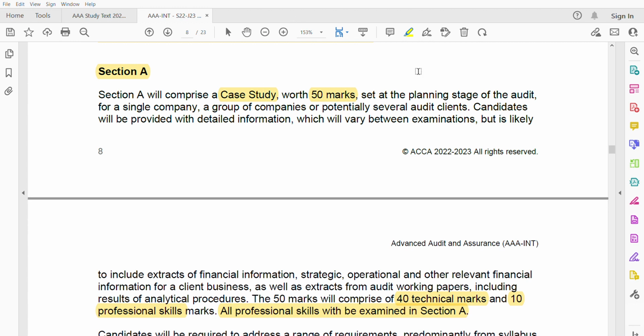In section A, you get questions on the planning stage of the audit. You are at the planning stage. We are not talking about the auditor's report or auditor's opinion. Those things do not come in section A; they will come in section B. Section A is the planning stage of the audit. It could be for a single company, a group of companies, or several audit clients. Not fixed. Detailed information will be given for every exam. That varies, but these things are usually there, like extracts of financial information. You will be given some strategic as well as some operational financial information for the client business, as well as extracts from audit working papers. Maybe results of analytical procedures will be given to you.